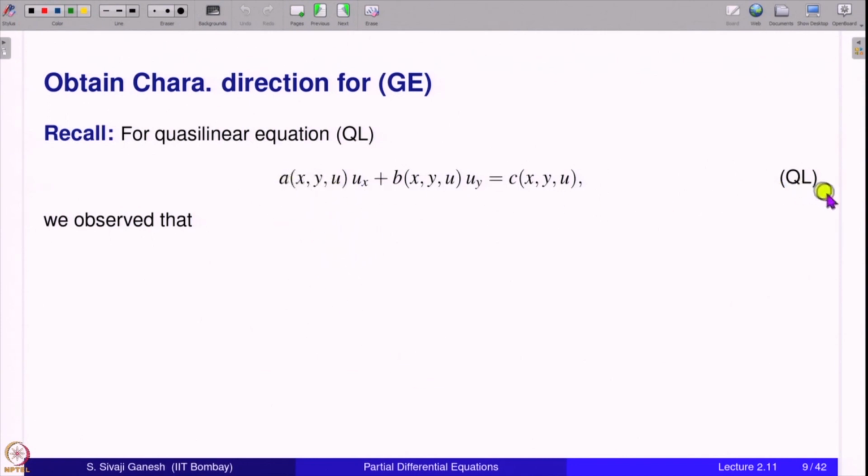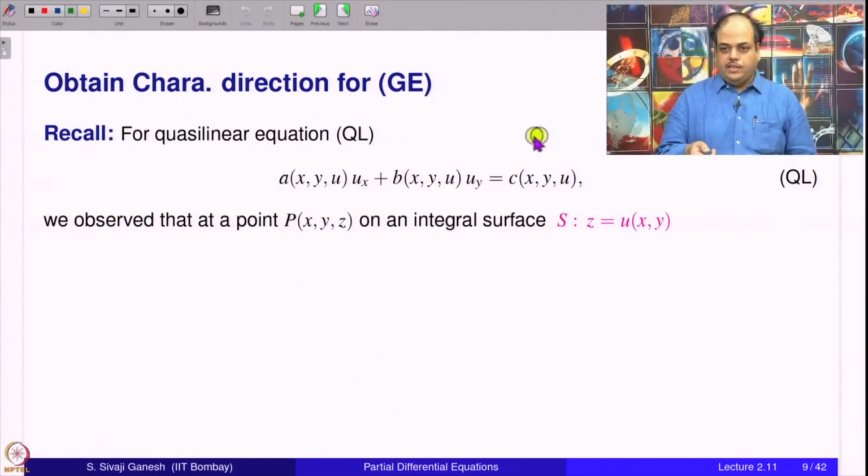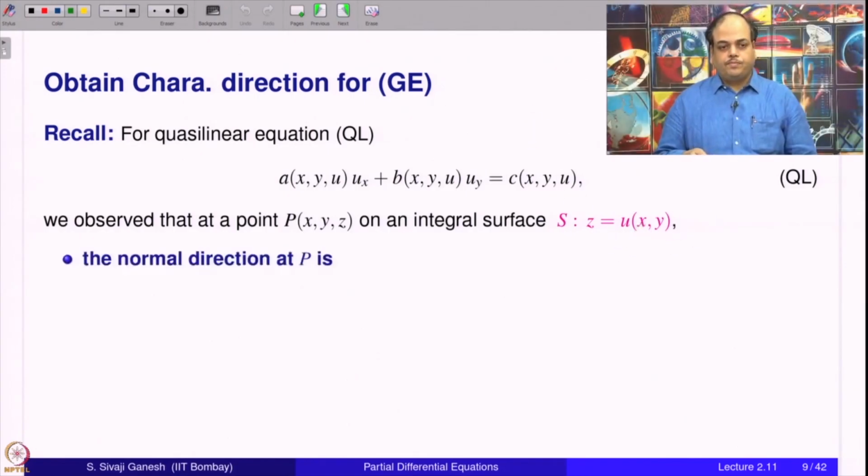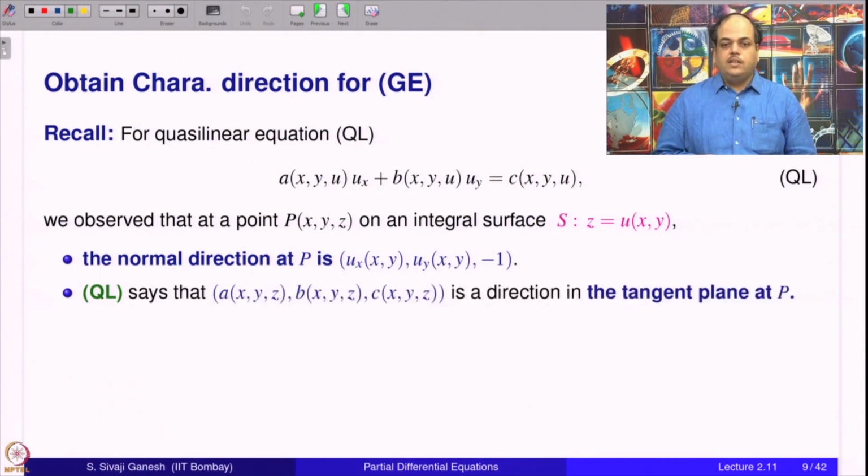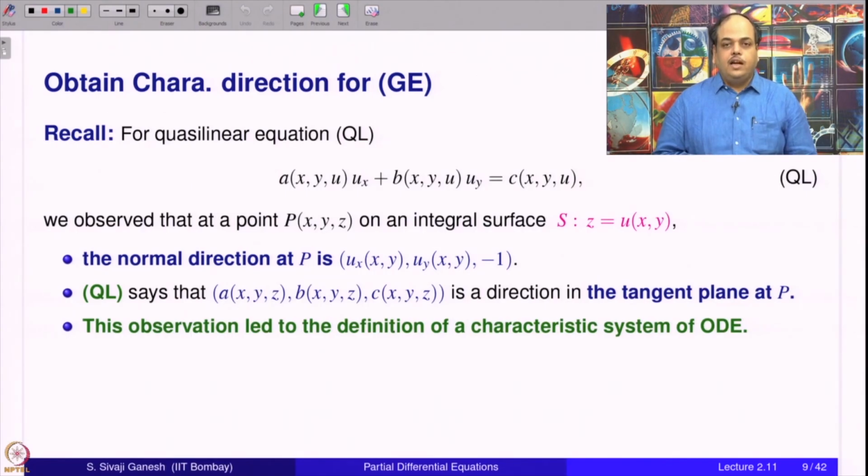The equation QL is A u_x plus B u_y equal to C. What we observed is, if you take any point P on an integral surface given by z equal to u(x,y), the normal direction at P is (u_x, u_y, -1), and the equation tells us that (A, B, C) is a direction in the tangent plane at P. This observation led us to define the notions of characteristic system of ODEs and characteristic curves.